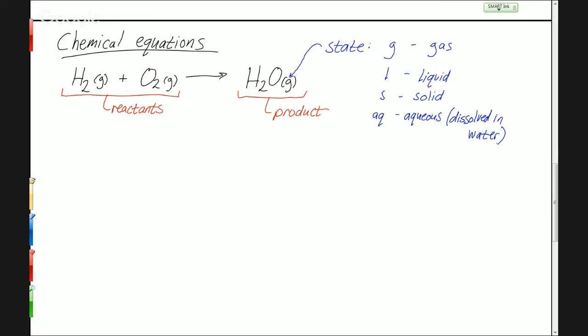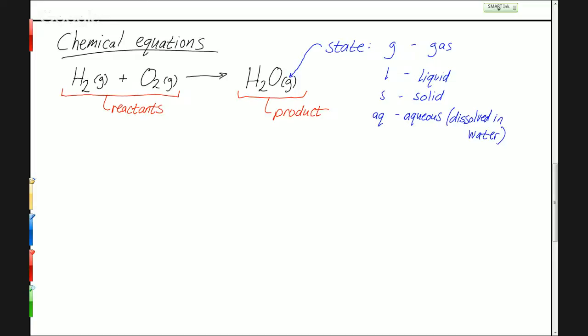So if you saw an equation that said NaCl with a little s next to it, you know it's talking about powdered salt, powdered sodium chloride, like you get in a jar or in a salt shaker. If it says NaCl (aq), that's talking about a solution of sodium chloride, so salt water, salt dissolved in water. So it tells you something about the state. In this case, we have all gases reacting and forming water vapor at the end.